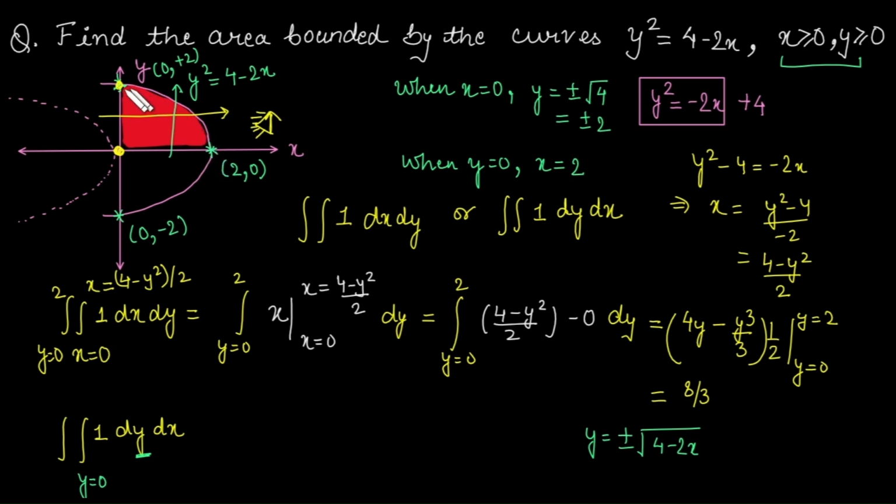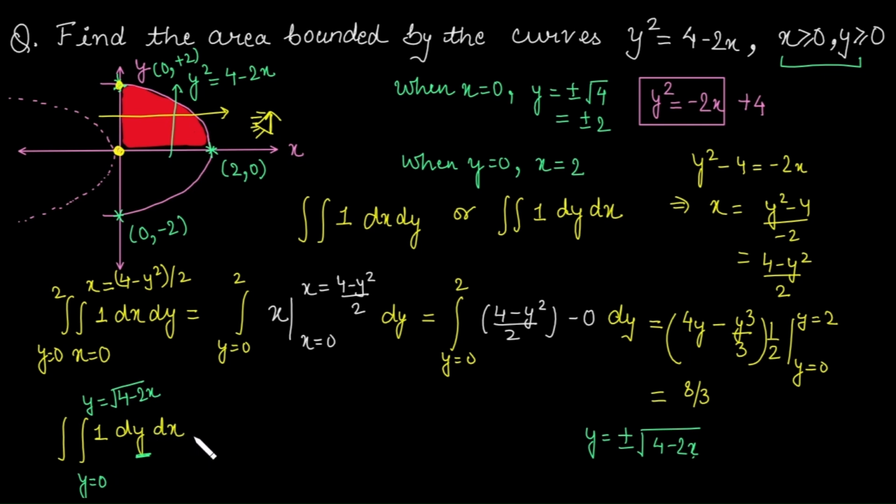Observe this. We just need to find the area above the x-axis, that is y is greater than or equal to 0. It means we are not dealing with the negative of this curve. So rather than taking plus minus both the curves, we will just take only the positive curve in this case. y is equal to under root 4 minus 2 times x.